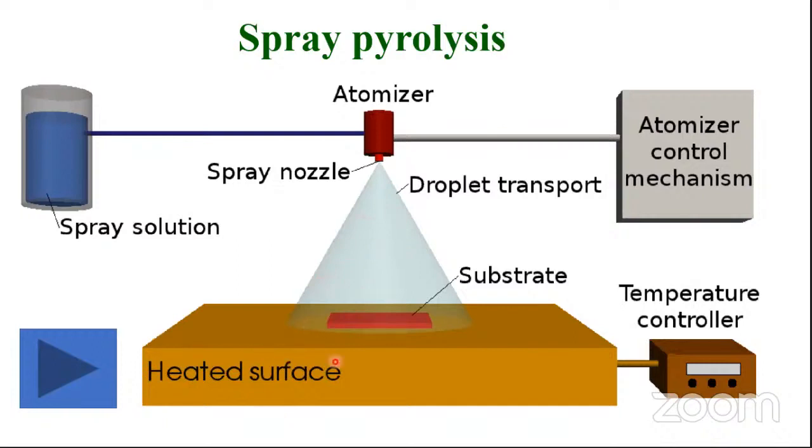So here is the setup. Suppose this is a substrate over which we want to grow the material. It is placed over a flat table, a platform which can be heated. And we have an atomizer control jet.